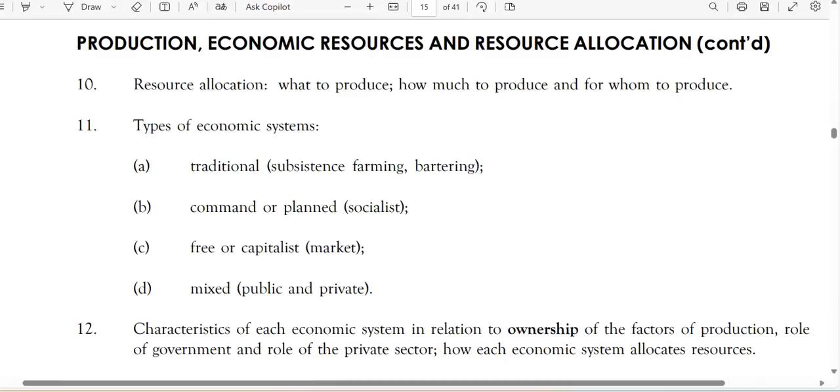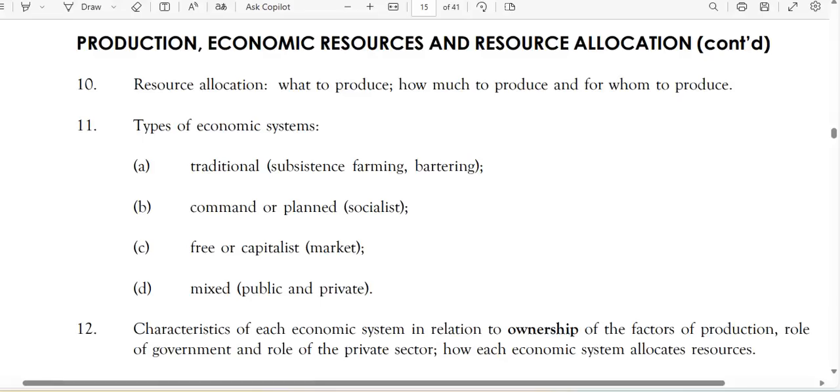Now, the main characteristics of a command or planned economic system is that the government owns the resources. The land, the factories, the capital are all owned by the government. There's a central planning agency, which is a government agency that creates plans that dictate production targets. The government decides on the prices of goods and services. The government decides what wages and salaries are to be paid and how resources are allocated.